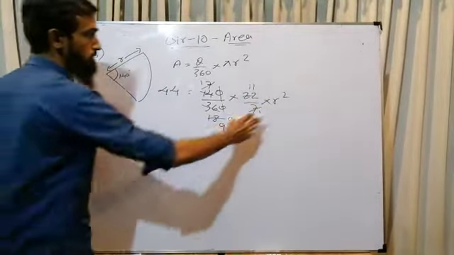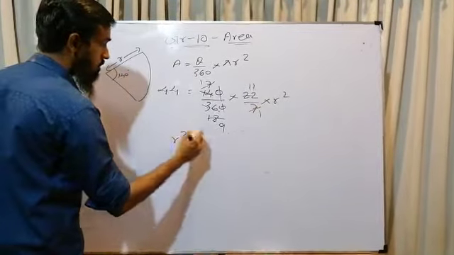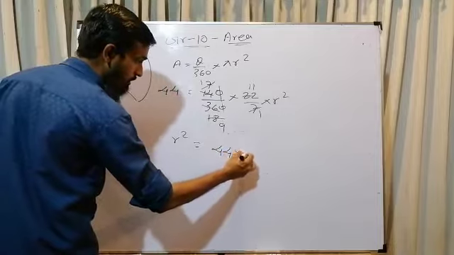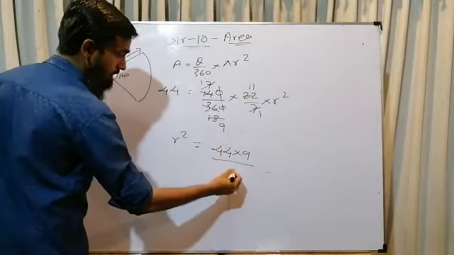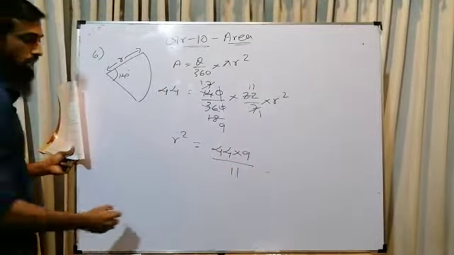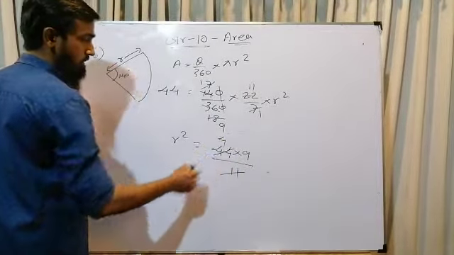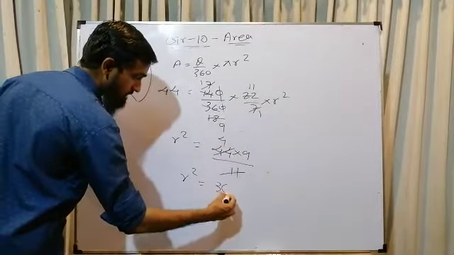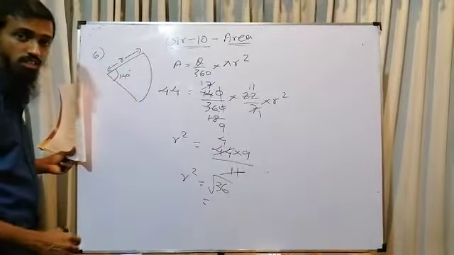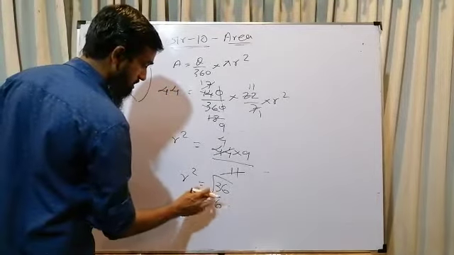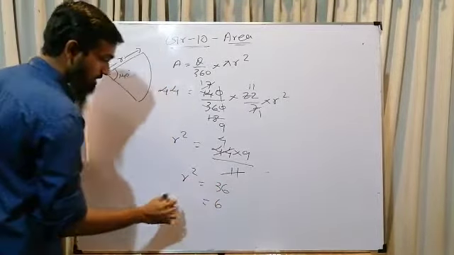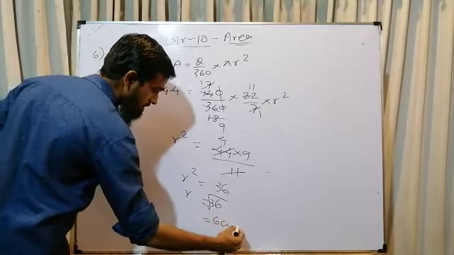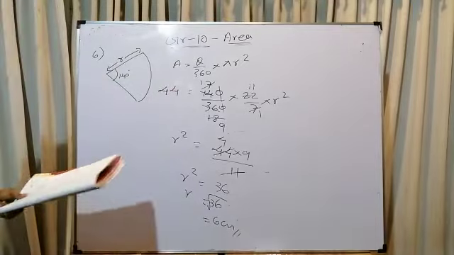So we subject the r squared equal 44 into 9, cross multiplication, 44 into 9, then 11. So 11 and 44 we can divide, it's 4 times. So r squared equals 4 into 9, it's 36. So we know 36 is a perfect square. So r squared equals 36, r equals square root of 36, 6 centimeter is the radius.